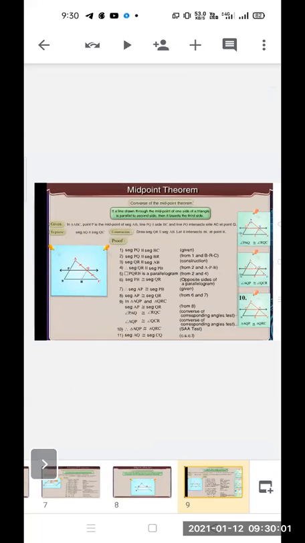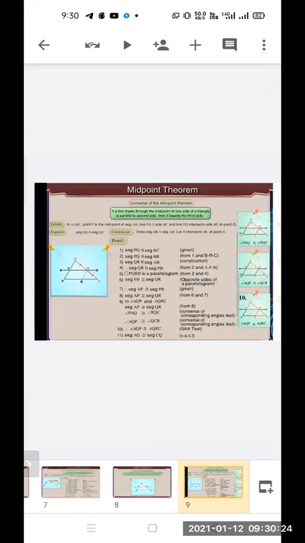Okay, so what is the converse of the midpoint theorem? If a line is drawn through the midpoint of one side of a triangle and parallel to the other side, then it bisects the third side. Okay, so first of all, write down what is given and what is to be proved.